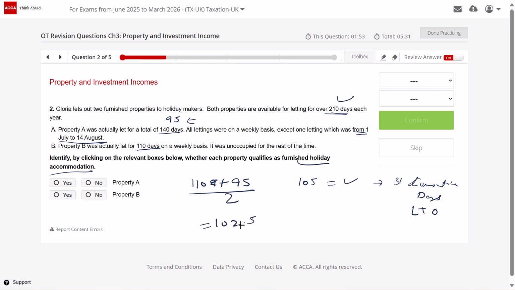So can I say on an average basis, it is not 105. So property A would not be in a position to qualify for FHA. However, property B would definitely qualify for being an FHA. So I will write it here. No and yes. Confirm.